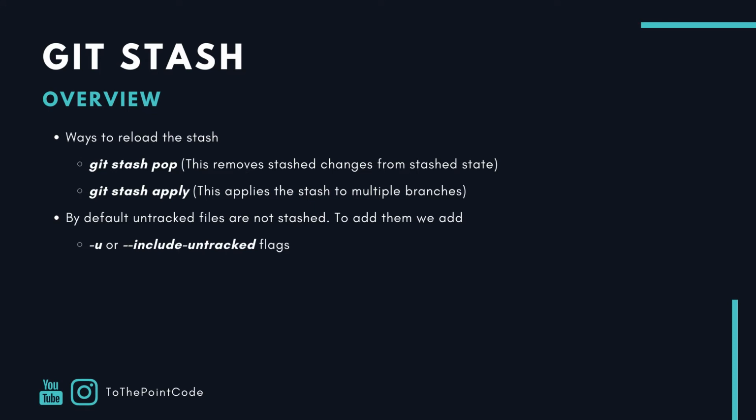Now, how do we retrieve the stash? There are two ways to do that. First, we can use git stash pop. This will remove the files from the stashed state and put them back as uncommitted changes. Second, we can use git stash apply. So this particular one will remove the changes from the stash, but it will apply the uncommitted changes to all our branches. Therefore, if you visit any of the branches after using this command, you will see that they all have uncommitted changes. Now, suppose you want to put untracked files into our stash, you have to add the -u flag or the include untracked flag.